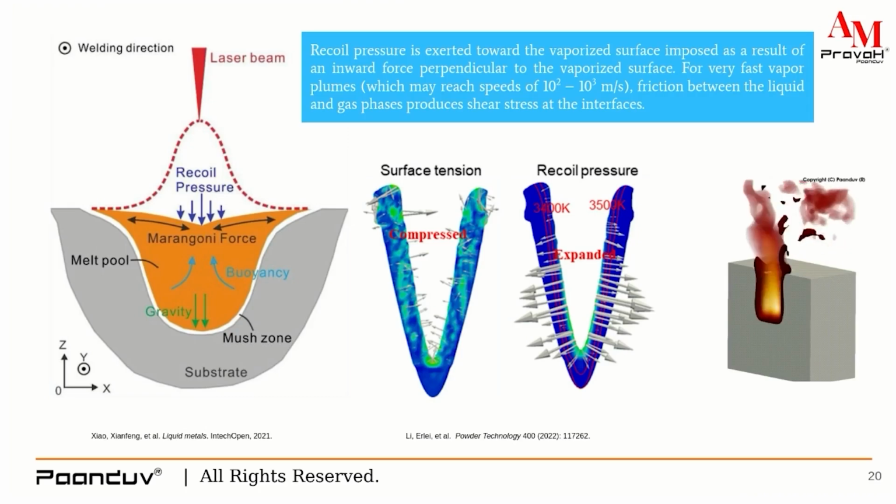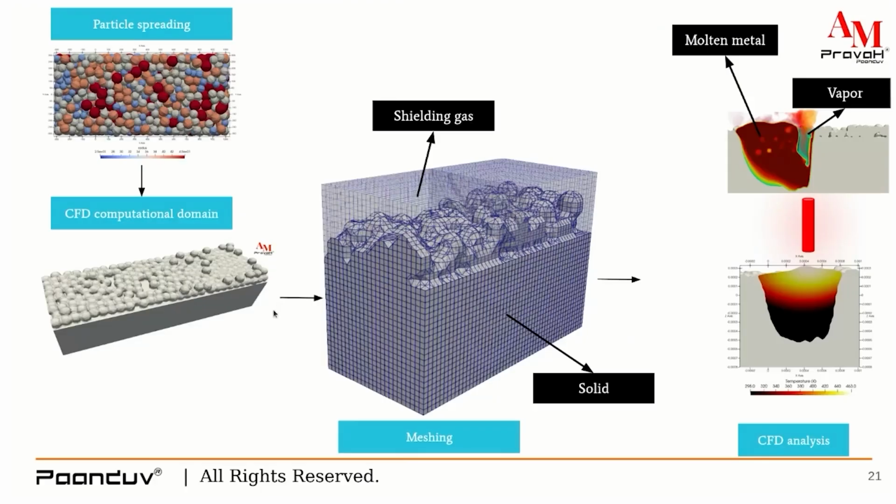And the primary aim of CFD is to compartmentalize this computational domain into fine volumes, which is called meshing. So we have this computational domain. On top of it, there is a shielding gas. On the bottom, we have solid. Whatever you see in the dark gray color is the solid, and this is the meshing that we have created.